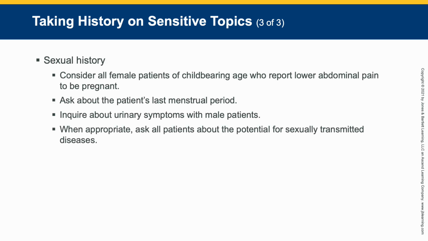Now, the last sensitive topic area we'll cover is sexual history, okay? This is a topic that requires tact, compassion, and overall professionalism. These questions typically come up when a female patient of childbearing age has abdominal pain, vaginal bleeding, or maybe missed periods. So you must always consider the possibility of pregnancy. You're going to ask about their last menstrual cycle, birth control use, whether there's a chance they could be pregnant.